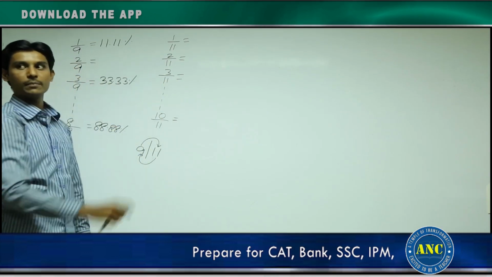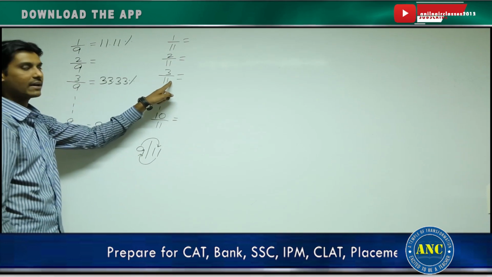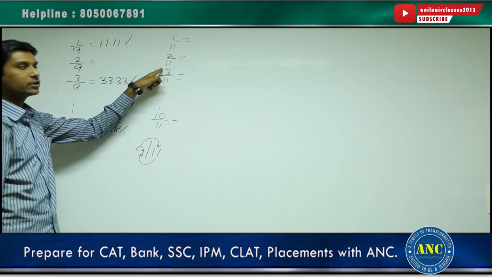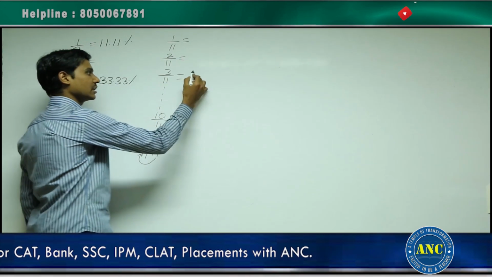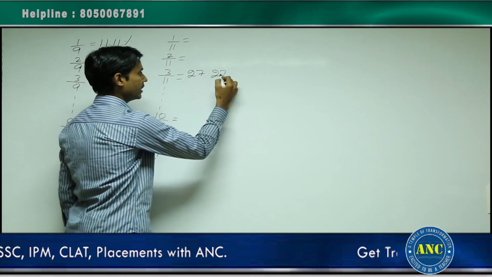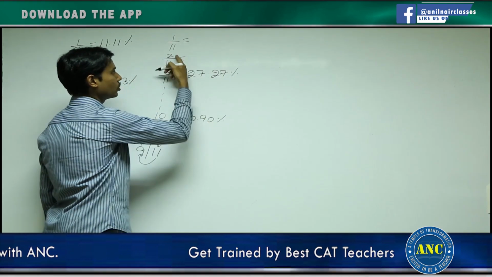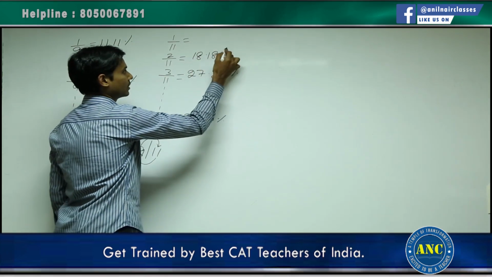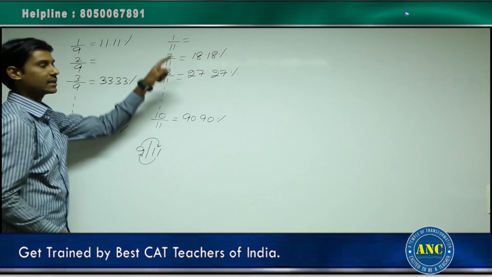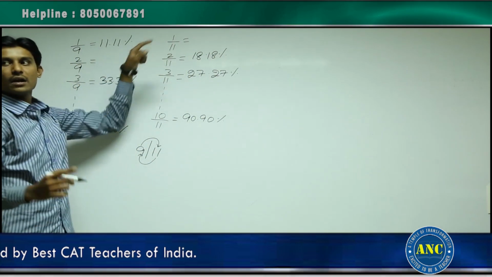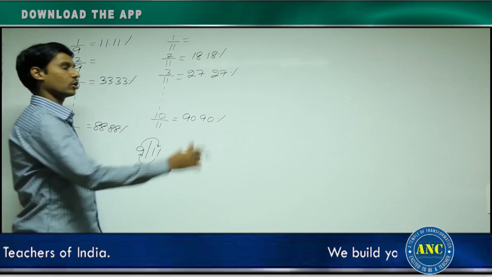Suppose I want to find 3 by 11. Denominator is 11, answer is a multiple of 9. 9 into numerator, 9 into 3, 27. Write down twice. 9 into 10, 90. Write down twice. 9 into 2, 18. Write down twice. What is 1 by 11? Denominator is 11, answer is a multiple of 9. 9 into 1, 9. Write down twice.